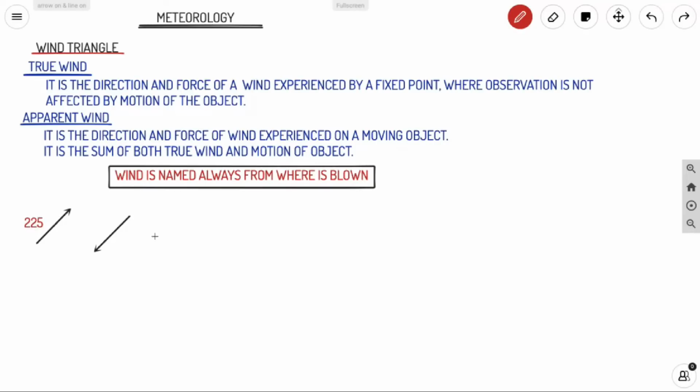Similarly, in this case, it is coming from 045 and is going towards 225. The name is always from where it is coming, that's where it is blown. That means the name is 045. Similarly, in this case, it will be 270. This case is coming from north, so it's northerly wind. Coming from south, it's southerly wind. It's 315 where it is coming, and the last one, it is coming from 135. So guys, these are the examples for us.